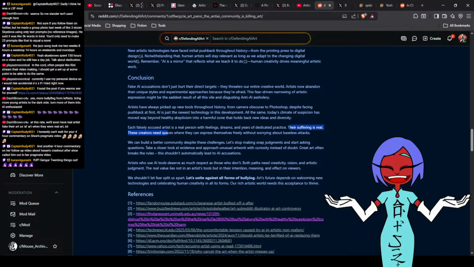The creators need spaces where they can express themselves without worrying about baseless attacks. We can build better community despite these challenges. Let's stop making snap judgments and start asking questions. Take a closer look at evidence, approach unusual artwork with curiosity instead of doubt.